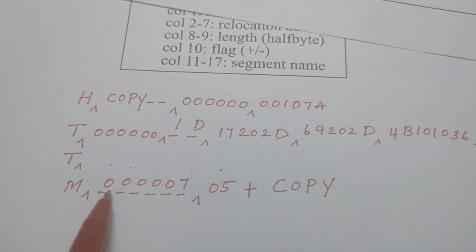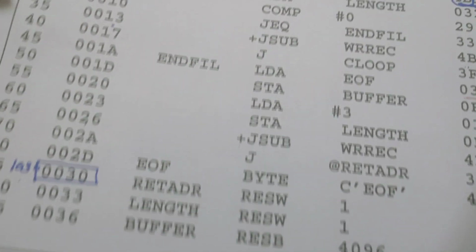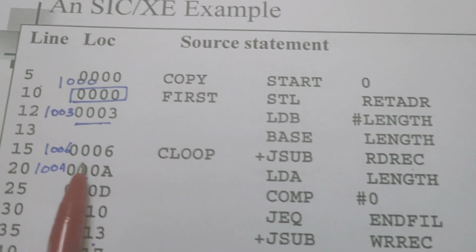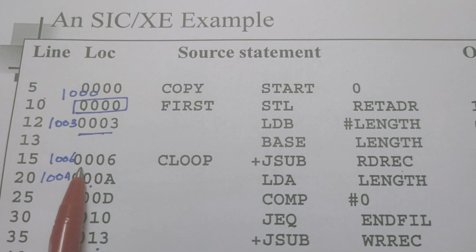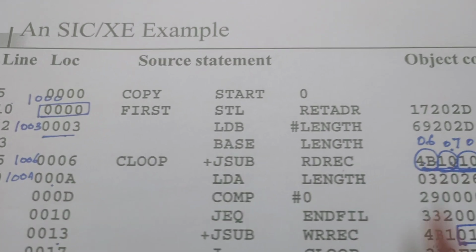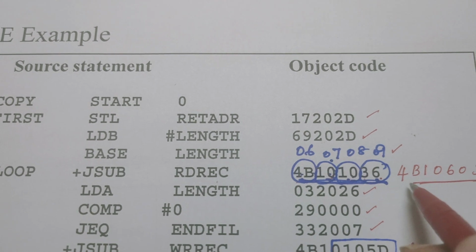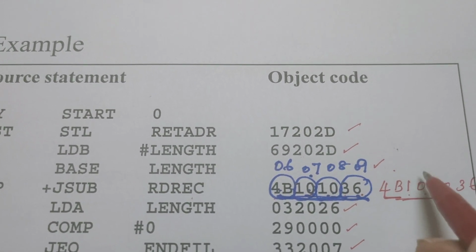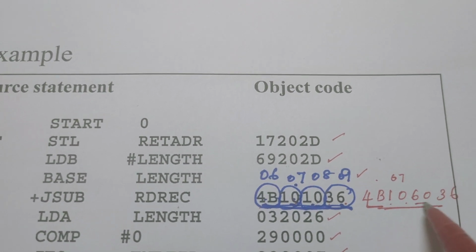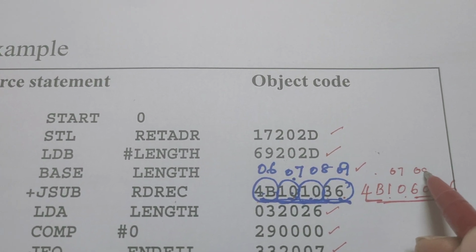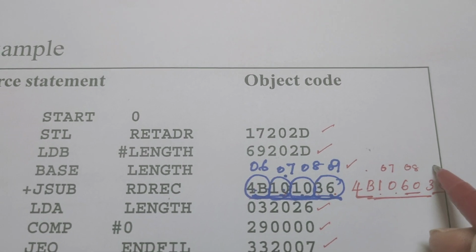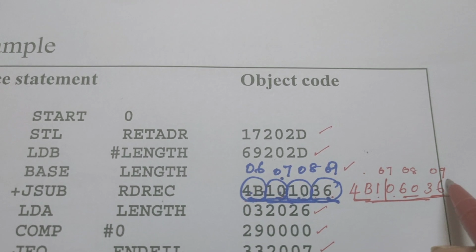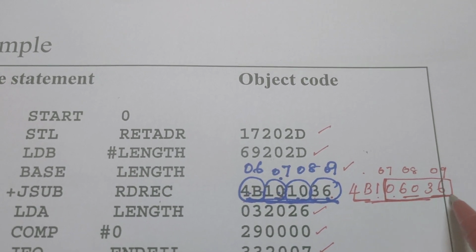Now I'll tell you what the 0007 is. Once again look into this object code. What is the address of this instruction? The address of the instruction is 0006. So this 4B is available at the address 06. This 10 is at the address 07. This 60 is at the address 08. This 36 is at the address 09. Then 5 half bytes, because this is the address to be modified.